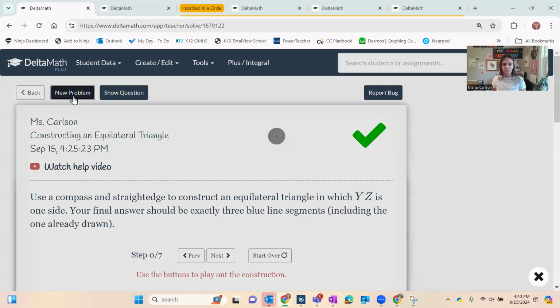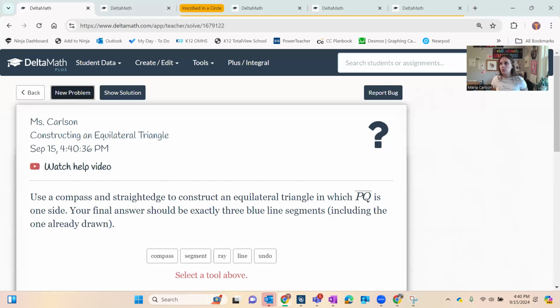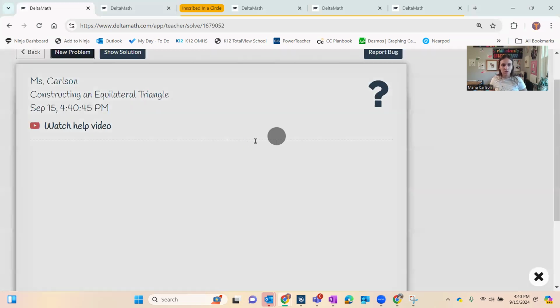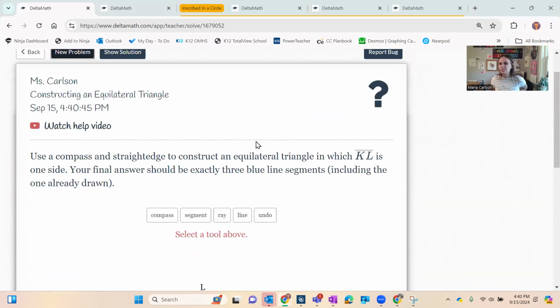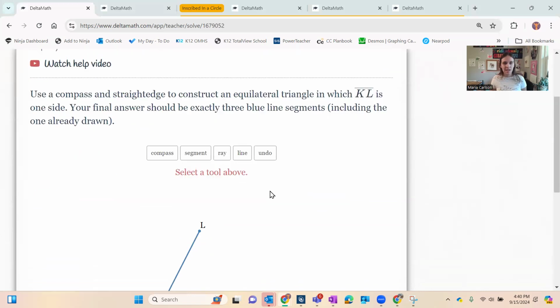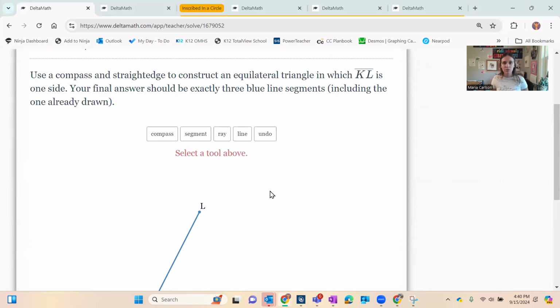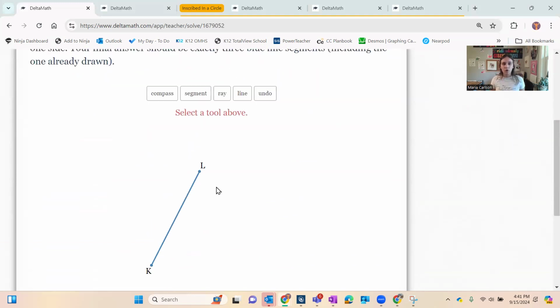Let's look at another one. We are going to use a compass and straight edge to construct, and this looks very similar to the last one. There we go. I wanted a different looking triangle. Use a compass and straight edge to construct an equilateral triangle in which segment KL is one side. Your final answer should be exactly 3 blue line segments, including the one already drawn. So just like before, if I want this segment KL to be the same length for all 3 sides, I need to first measure this segment.